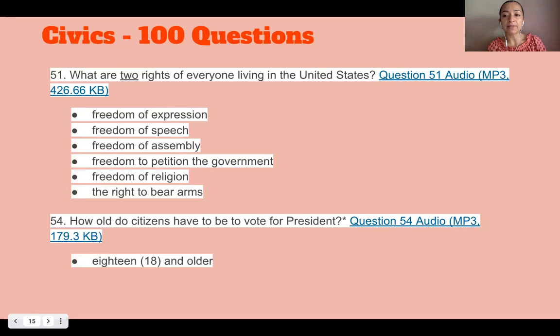Let's go over the civics questions that correspond to what we just read. What are two rights of everyone living in the United States? You need to choose two of these rights from this list. Freedom of expression, freedom of speech, freedom of assembly, freedom to petition the government, freedom of religion, the right to bear arms. How old do citizens have to be to vote for president? 18 and older.